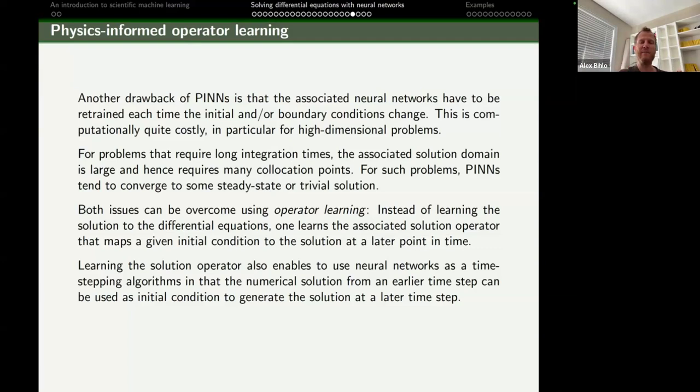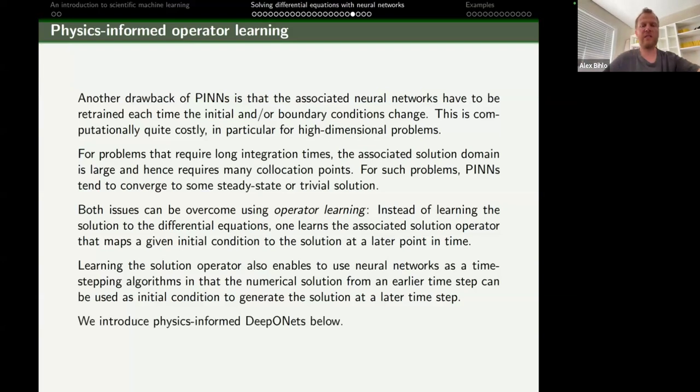Take one time step, then you get a new final solution. This new final solution can be fed in as an initial condition to the solution operator, and then you can time step. And then you solve, in fact, both of these problems. So this is, like I said, still not so well known. This is called physics-informed deep operator networks, or DeepONets for short.